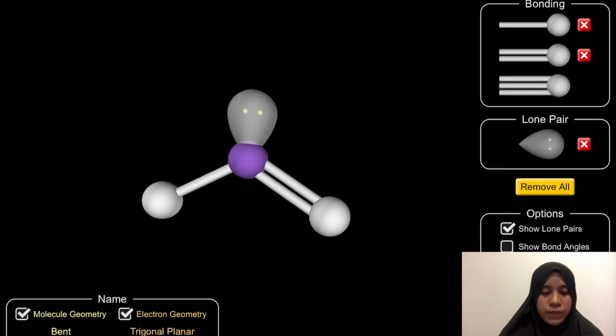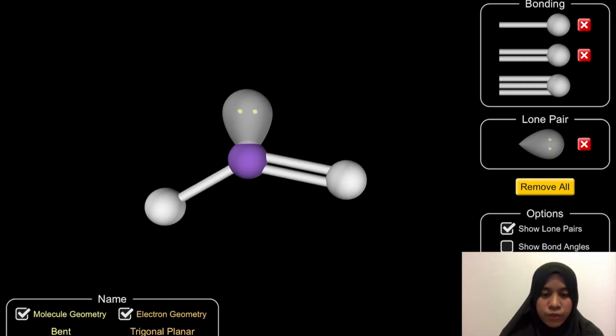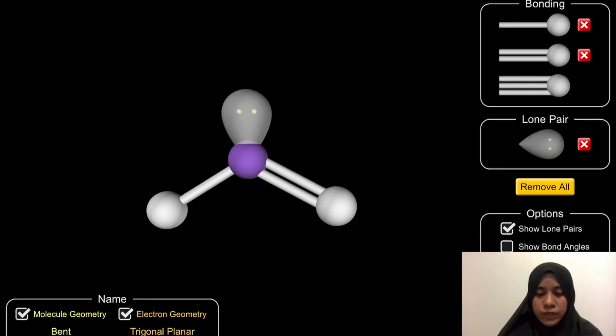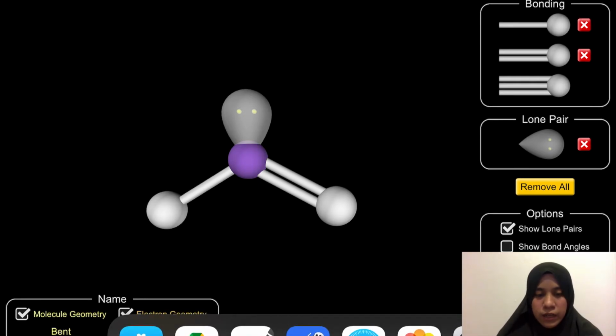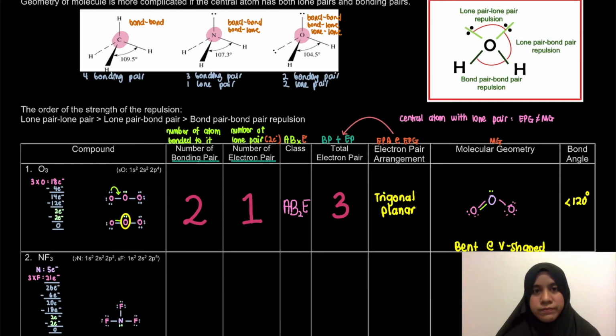Okay. Tapi dia punya molecular geometry dia adalah bent. Sebab dia based on kita punya bonding pair ni. Okay, so that is actually for the case of AB2E. Okay, if you're unsure tak apa, kita tengok lagi.